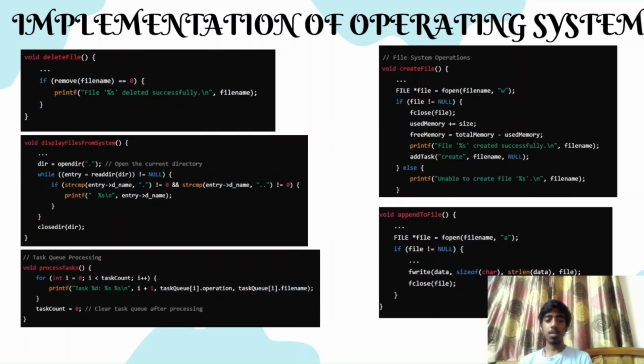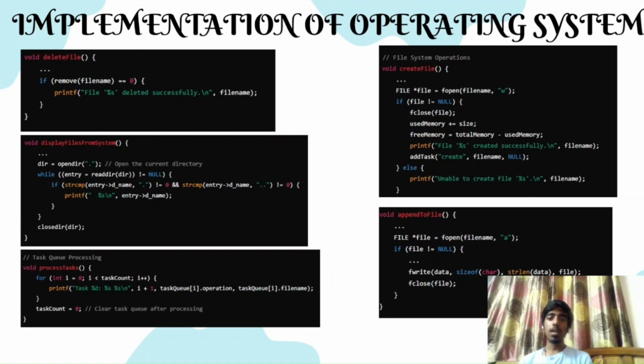Of the operating system. Today we will be looking at several functions that interact with the file system in a C environment. The first function is delete file. This function is used to delete the file specified by the variable file name. Here, if remove file name is equal to 0, the remove function is used to delete the file. It takes the file name as its argument. If the statement is true, it prints the printf statement, file deleted successfully, else it throws an error.